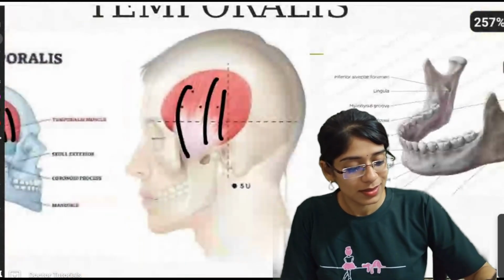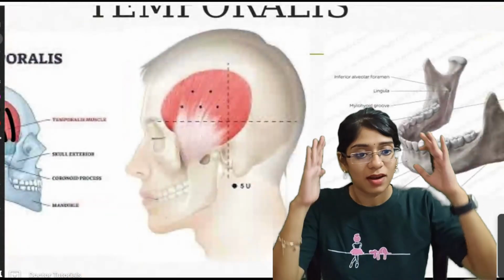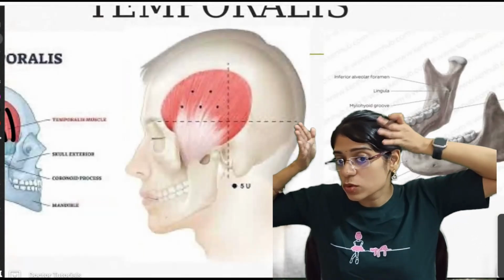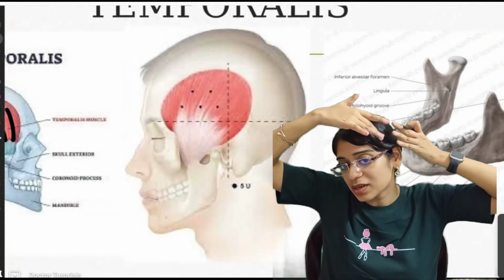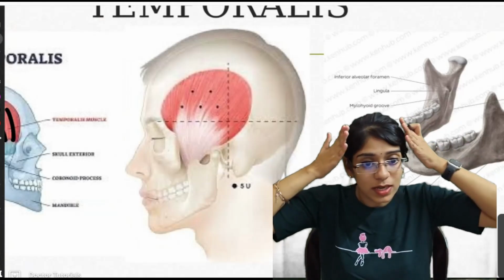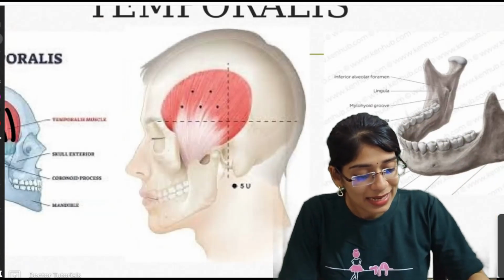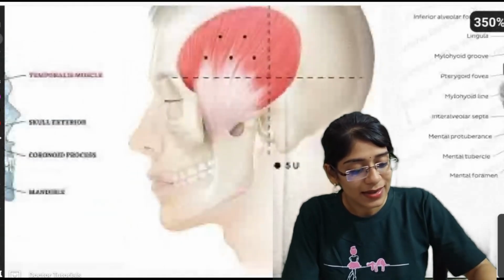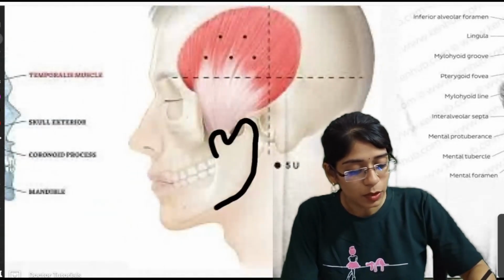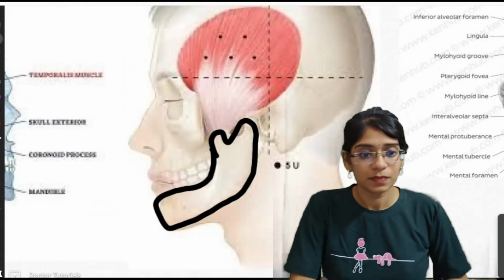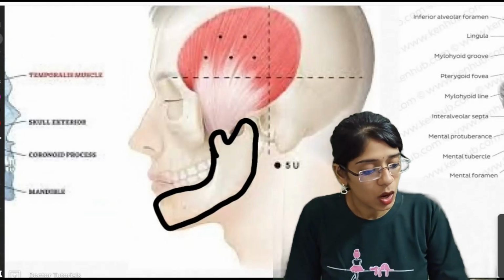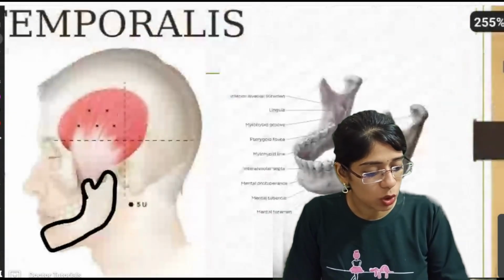Now, this temporalis, do you know from where it starts? It starts from the temporal fossa. There is a depression here, and that is the temporal fossa. It starts from there and gets inserted where, guys? Into the mandible. You all know the mandible now. This is the mandible. Now, a little bit about the parts of the mandible.